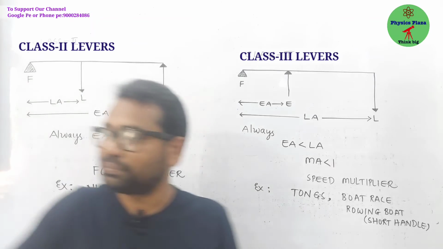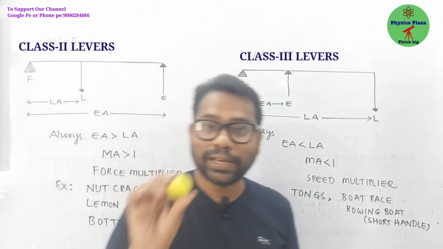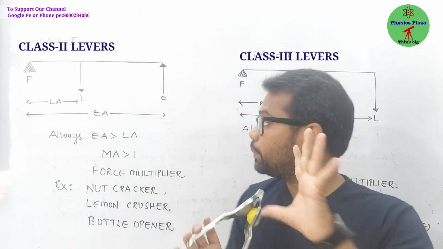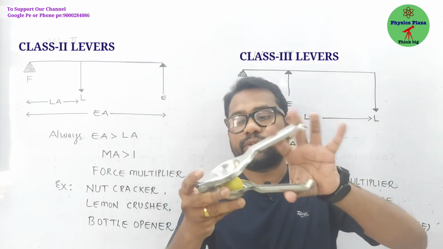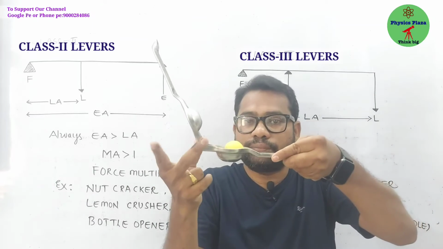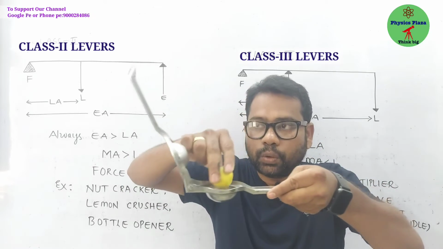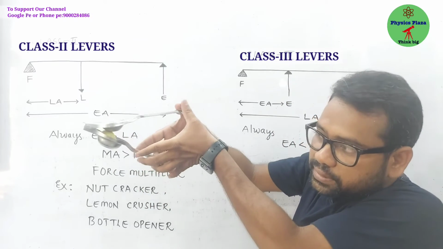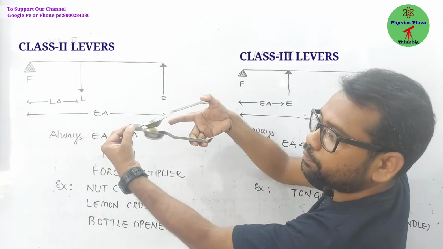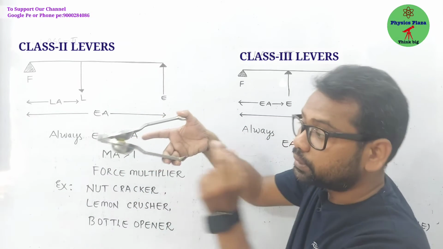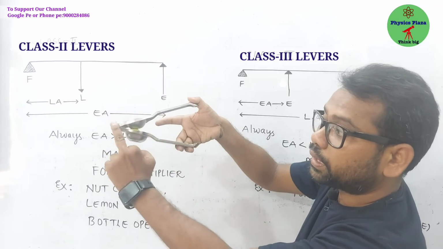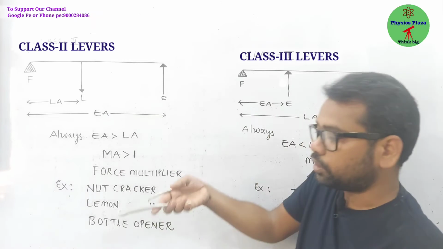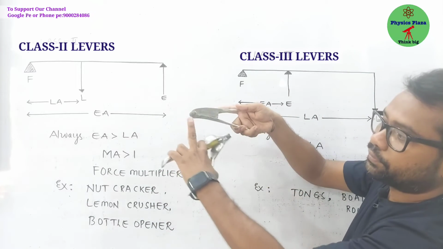Yes, we have a lemon crusher, and we have a lemon too. Now try to understand, children. Here is a lemon crusher, also a best example of a class 2 lever. Why is it a class 2 lever? This is the fulcrum. Now this lemon is the load. This end is where we are applying the effort. So we can crush like this, right? Here are the fulcrum, load, and effort. What is the effort arm? The distance between the fulcrum and the effort. In this case also, from this point to this point is the effort arm.